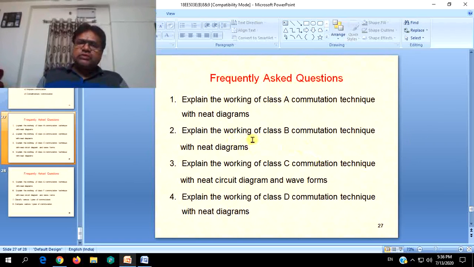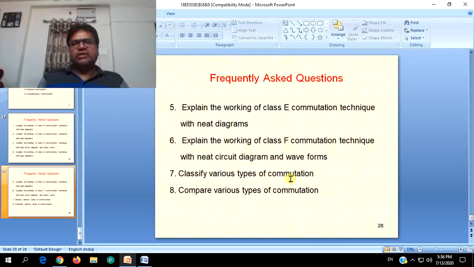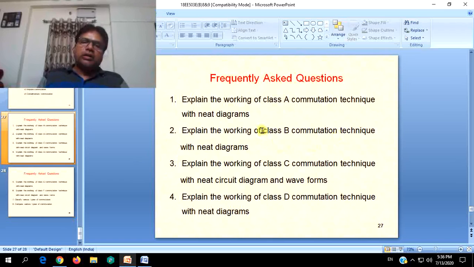So all the working procedures and techniques with proper circuit diagrams and waveforms have to be understood and explained properly when asked for your assignment works or examinations. Explain the working of class A, B, C, D, E, F, or with different names. They can be given external pulse commutation or impulse commutation or line commutation or resonant pulse commutation or complementary commutation. Likewise, we have to explain.